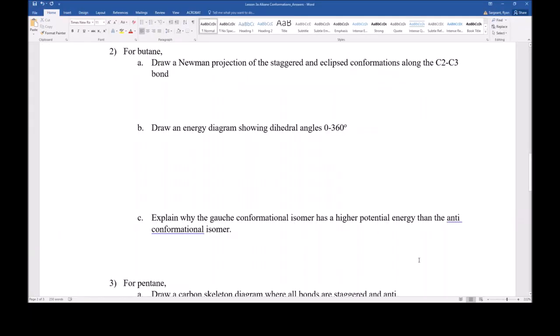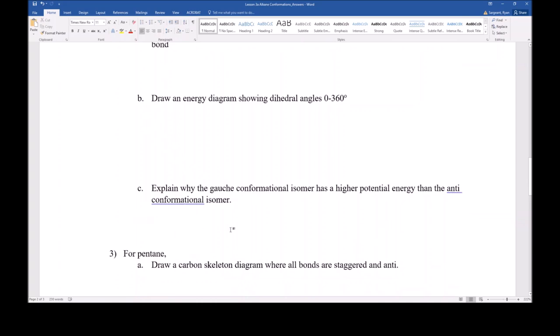The last question we need to answer for butane is to explain why the gauche conformational isomer has a higher potential energy than the anti conformational isomer. Both gauche and anti are staggered.